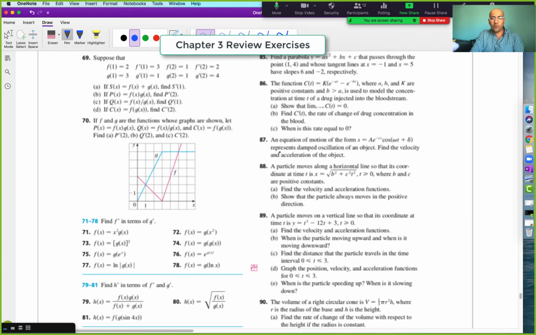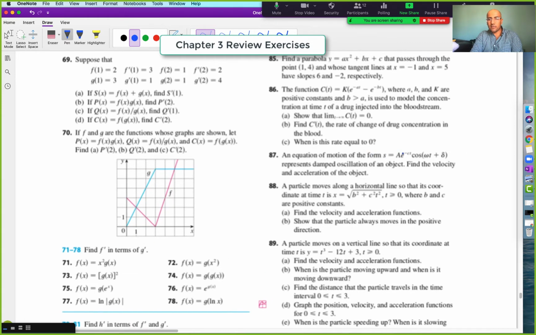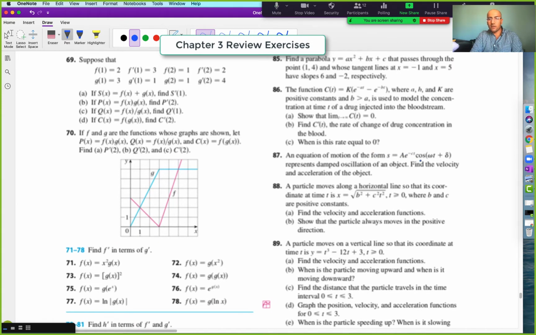87. Number 87 has an equation of motion of the form S equals A e to the negative ct cosine of omega t plus, is that a phi? No, it's not phi. Omega. I forgot the name of that letter. It represents the damped oscillation of an object. Find the velocity and the acceleration of the object.